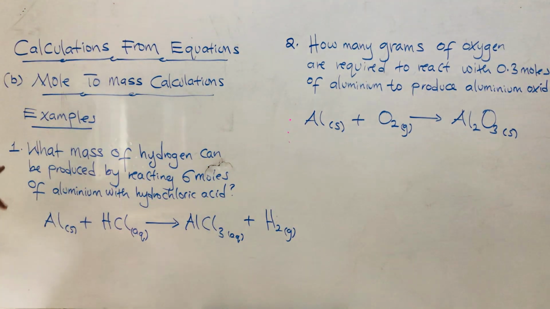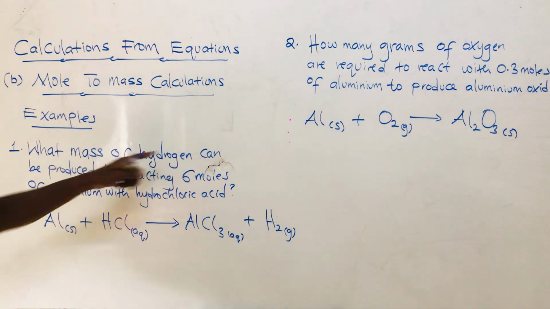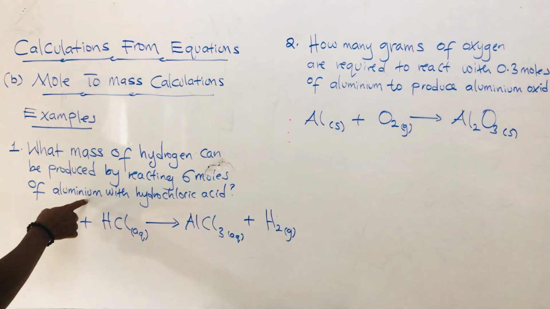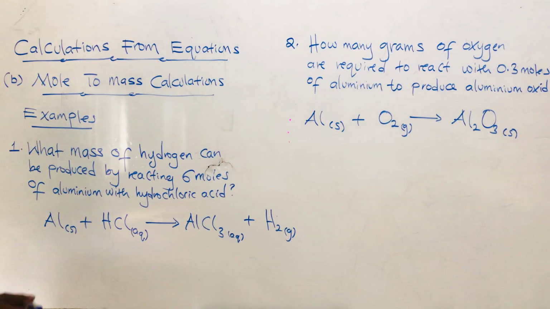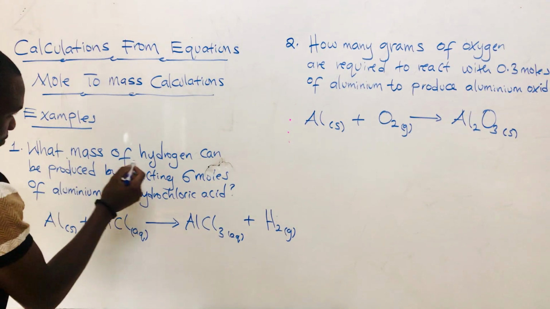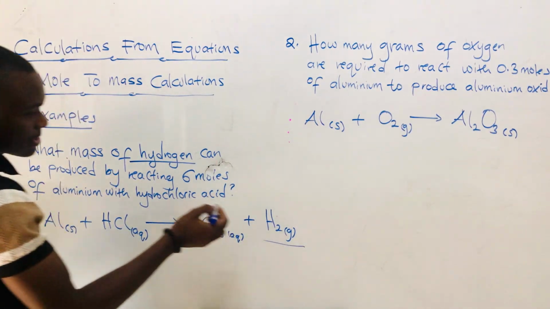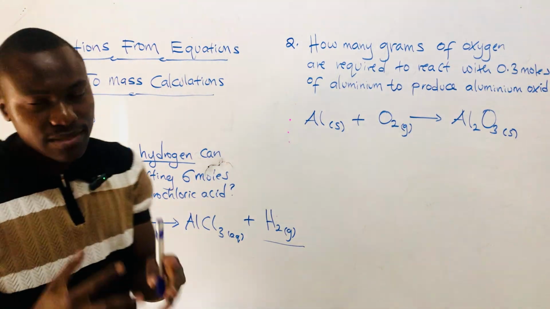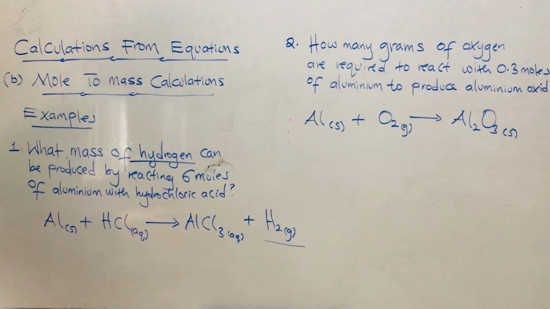Example 1: What mass of hydrogen can be produced by reacting 6 moles of aluminium with hydrochloric acid? So, what mass of what? Hydrogen can be produced. Where is the hydrogen that has been produced? It's here. So they want the mass that can be produced there. Now, step number 1, don't forget, you always balance the equation. So let us balance the equation.